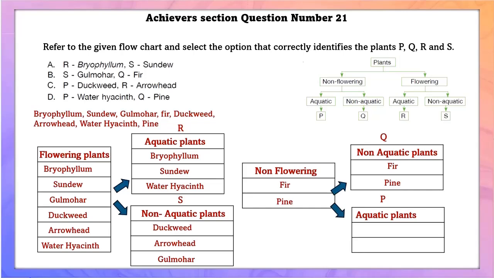So flowering plants that are aquatic is R, flowering plants that are non-aquatic is S, non-flowering plants that are non-aquatic is Q, and non-flowering plants that are aquatic plants is P. There is nothing in P, so we can cancel the options C and D. In option A, sundew is aquatic, but they have said it as non-aquatic, so it is wrong. So the B option is the correct option which correctly corresponds to this.